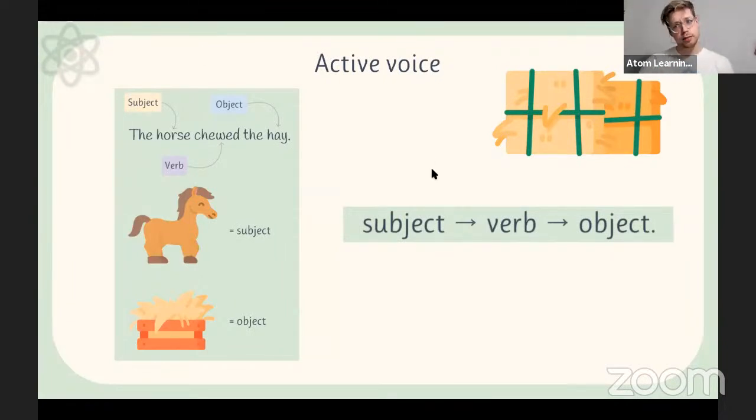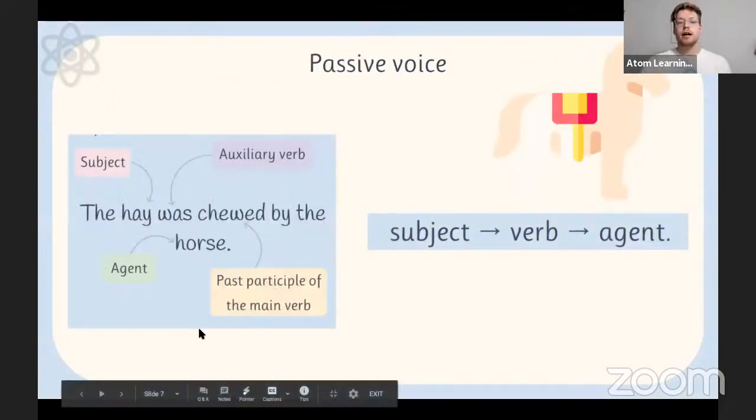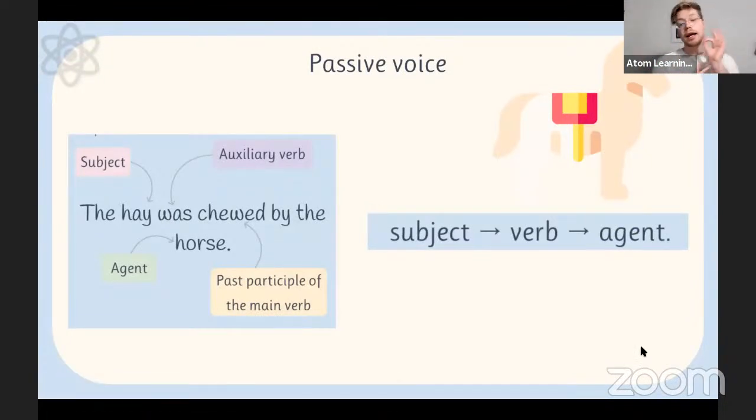Are we ready for a little bit of passive voice? I think we are. The hay was chewed by the horse. So here we've got a few more players to contend with. We still have our subject, the hay, and we know it's a subject because it comes before the verb and this isn't a question. Now the passive voice is living its best life and it's like, two verbs is not enough for me. I need an auxiliary verb. Auxiliary just means extra.